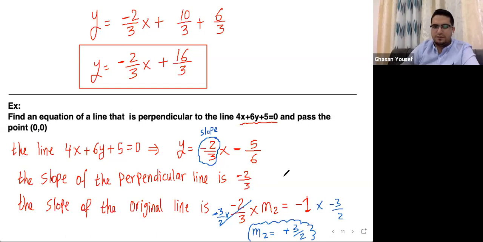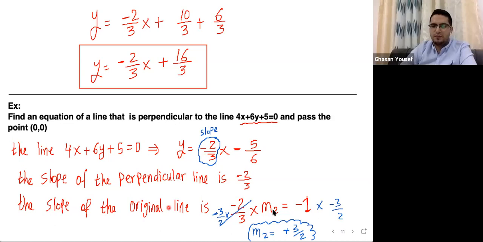Can you go back? Yes, here. Again, I'm going to explain again what I did here. First of all, we have to solve the equation in the standard form: y equals -2/3x minus 5/6. This line is perpendicular to my original line. Original line means the line of the question. So the slope of the perpendicular line is this one, -2/3.